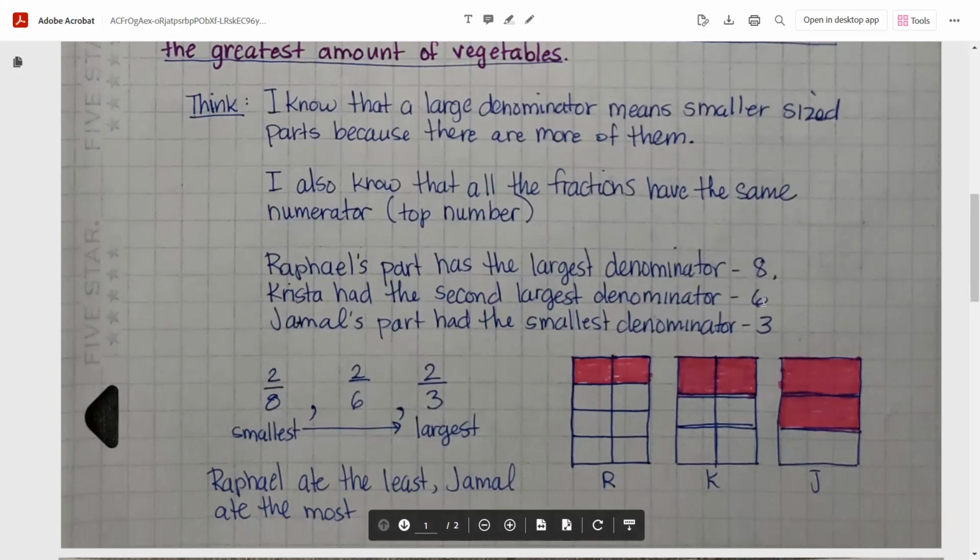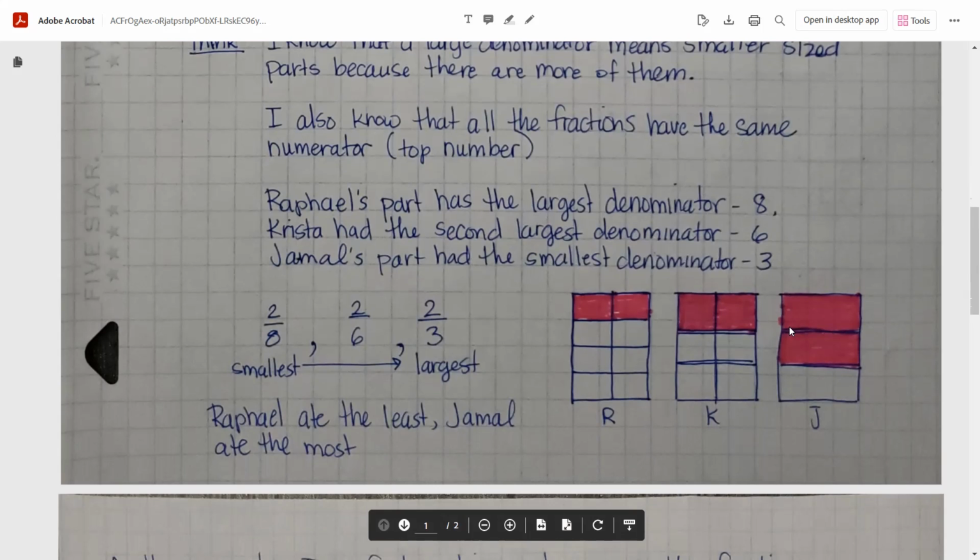Krista's had the second largest denominator, and that was a 6, and Jamal's part had the smallest denominator, which was a 3. So I'm going to put these in order from smallest size pieces to biggest size pieces. I know this is a little bit backwards when you look at it. Usually you think 8 is really big, but 8 just means you're cutting it into a larger number of pieces. So if you have 2 out of 8 pieces, those pieces are going to be a lot smaller than if you had only cut your whole into 3 pieces and you had 2 of them.